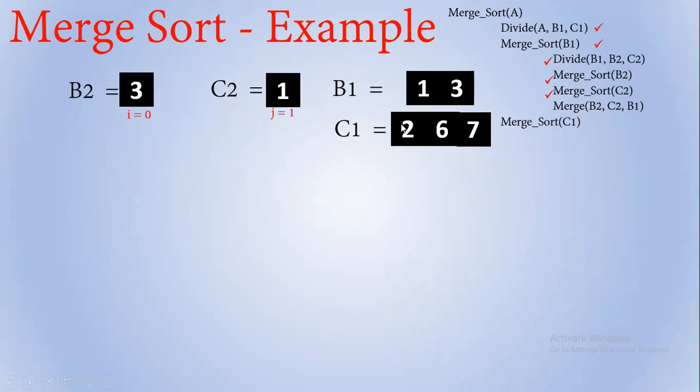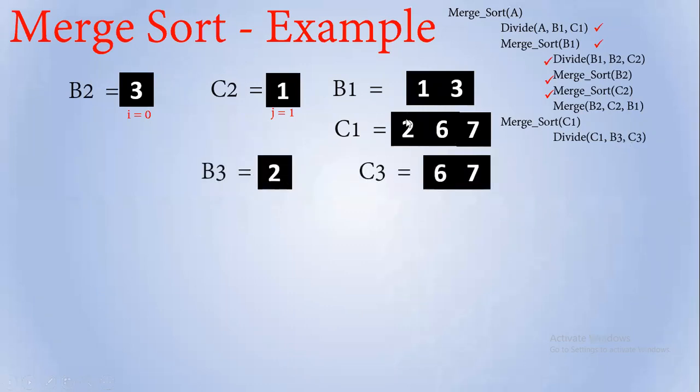So first it will divide C1 into 2 subarrays known as B3 and C3. How to divide? There are 3 elements. 3 minus 1 is 2. 2 divided by 2 is 1. So B3 will have 1 element and C3 will have 2 elements. So B3 will have this element and C3 will have 6 and 7.